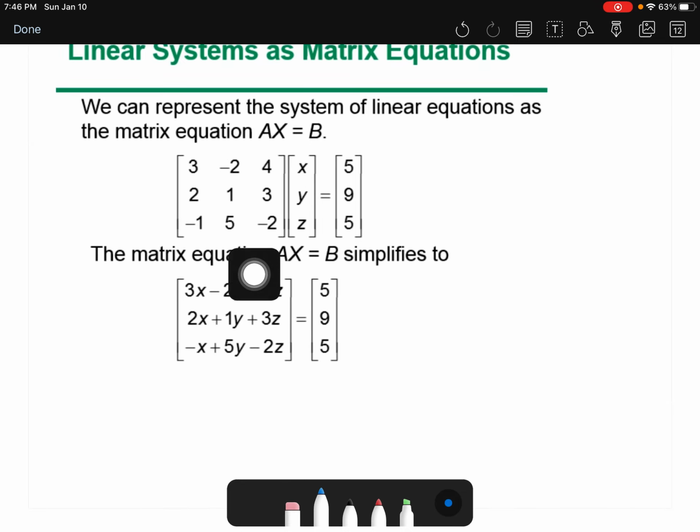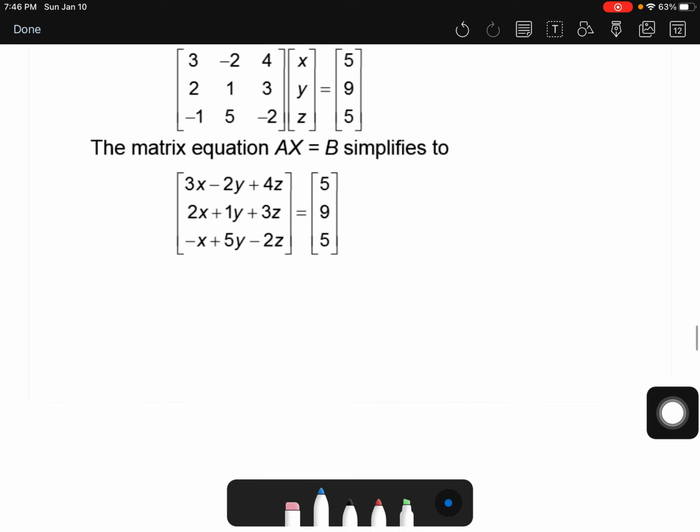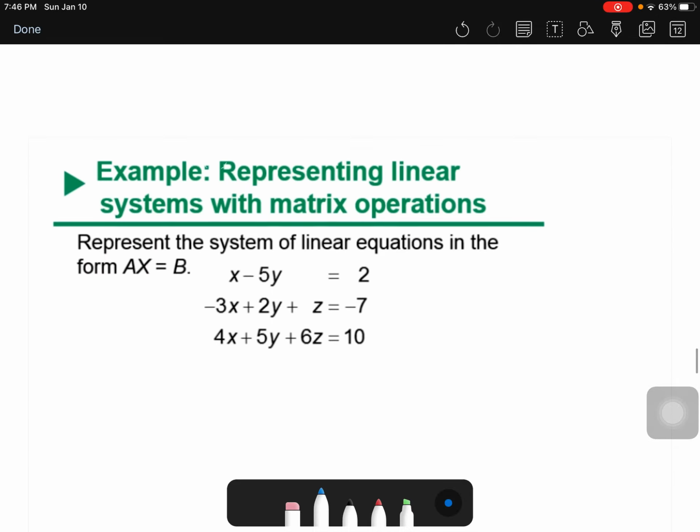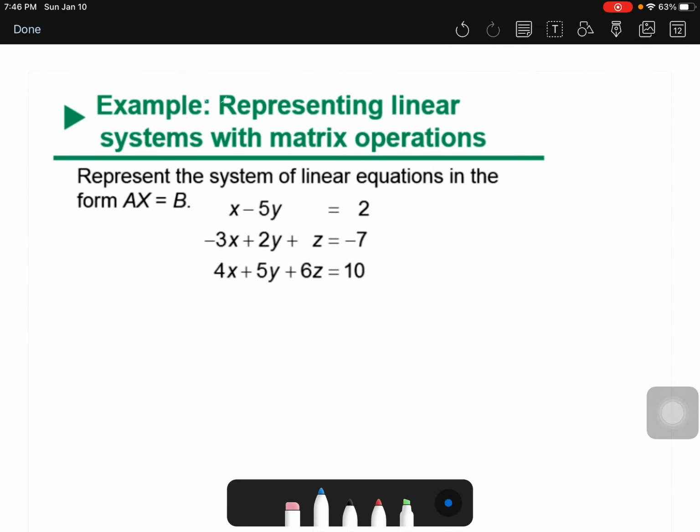Okay, so that's an equivalent way of representing that system of equations with matrices. And so now this is actually what we would do to represent that system of equations as a product of your coefficient matrix and variable matrix, and setting it equal to the constants. Okay. All right. And now it says represent the system here in that same form.